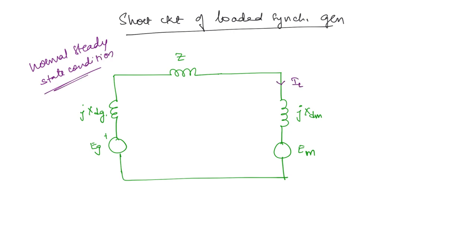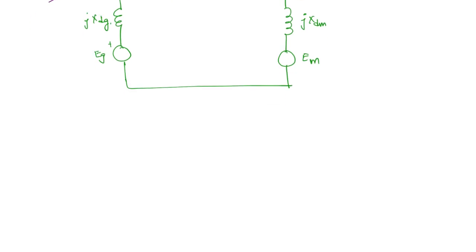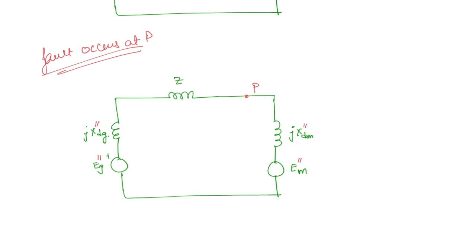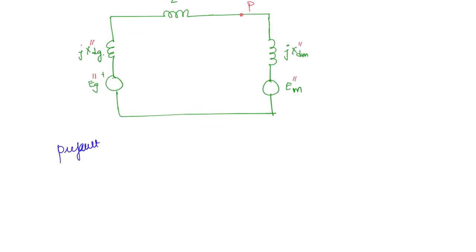So the load current we will take as IL. Now we will see what will happen when short circuit occurs. Let us say the fault occurs at a point P here. As soon as the fault occurs, this internal voltage will become the subtransient internal voltage, and the reactance will also become the subtransient reactance. Here also this is a synchronous machine, right? So here also subtransient values will take over. Now, in order to calculate these subtransient internal voltages, we will make use of two circuits: one is the pre-fault circuit and the other is the post-fault circuit. The pre-fault circuit will have no short circuit, but all of these values will be subtransient values.